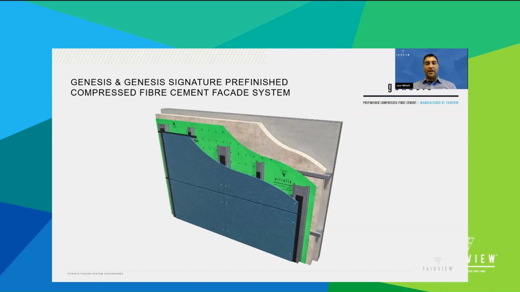Other natural products from the Fairview range is our Genesis system. Genesis system is made of compressed fiber cement panels. So high quality, prefinished true color fiber cement cladding panels manufactured in Europe. They come with a face fix system with color matched riveted fixings, and it's available as a Genesis signature with a 20 years warranty or standard Genesis range with a 50 years warranty.